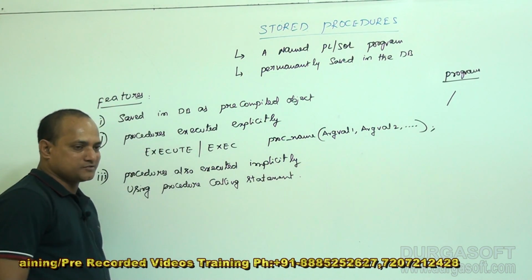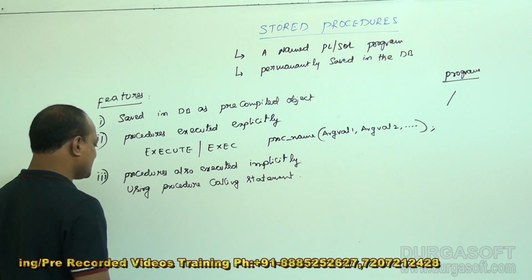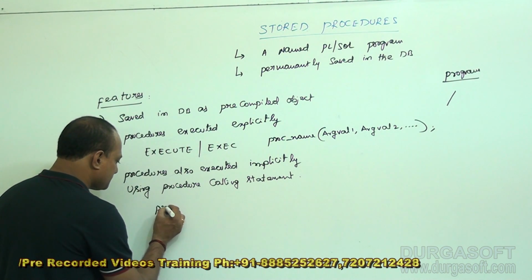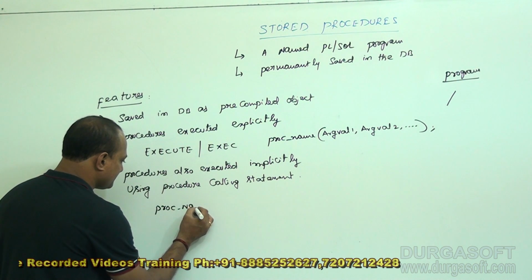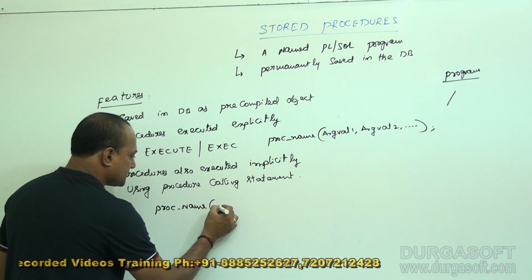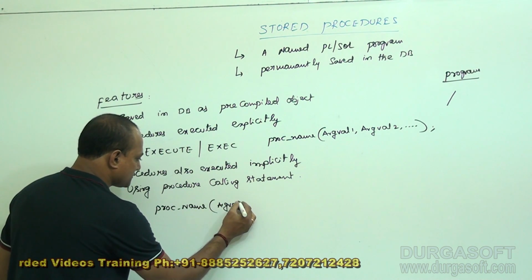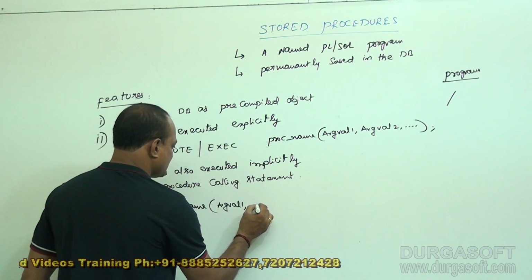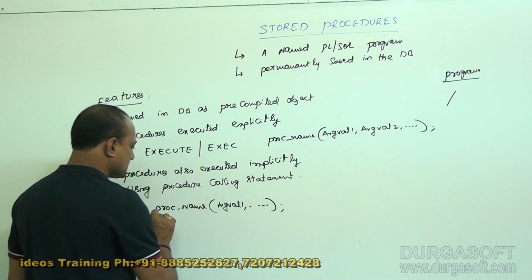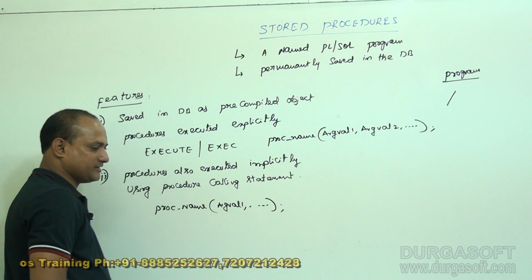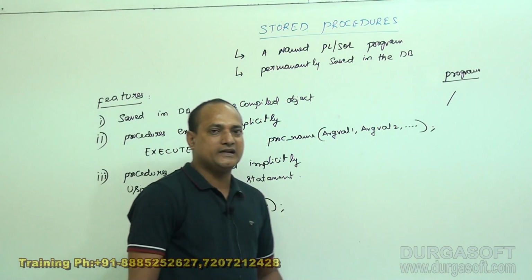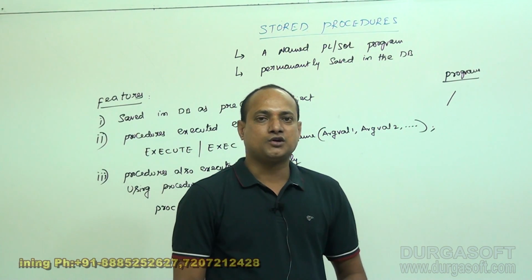How can I call the procedure? It looks like this: simply the procedure name, and specify the argument values. If it is expecting values, then submit the values. This is called a procedure calling statement.